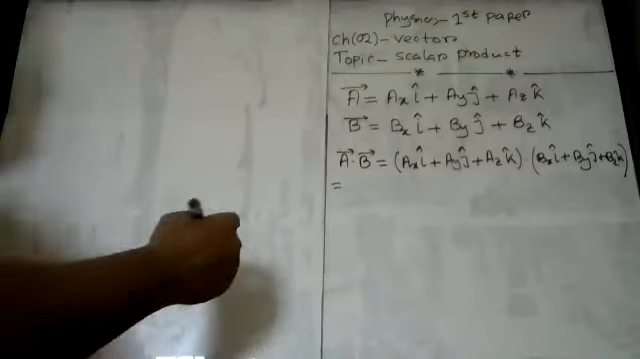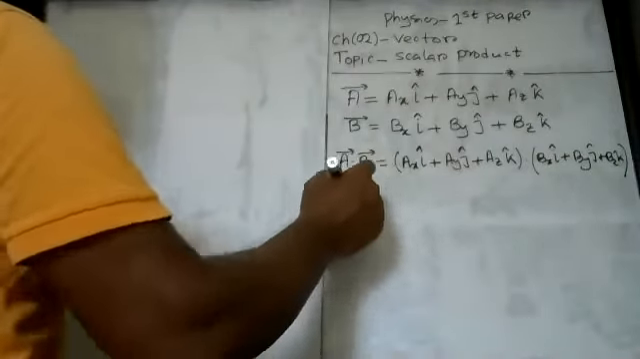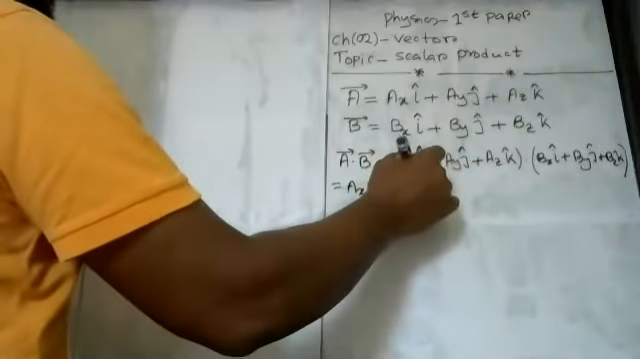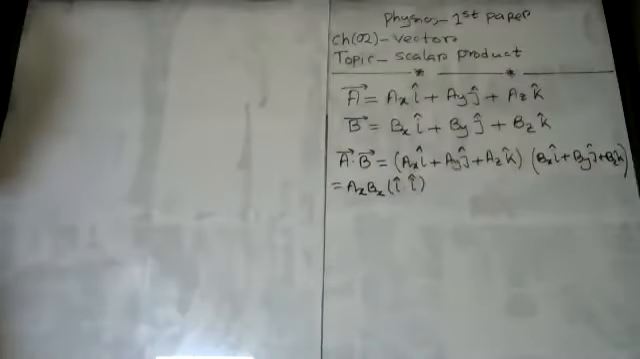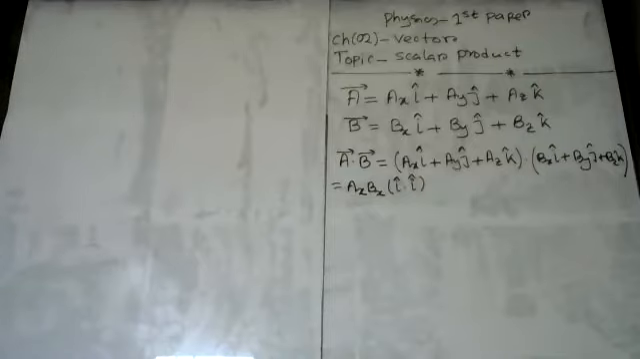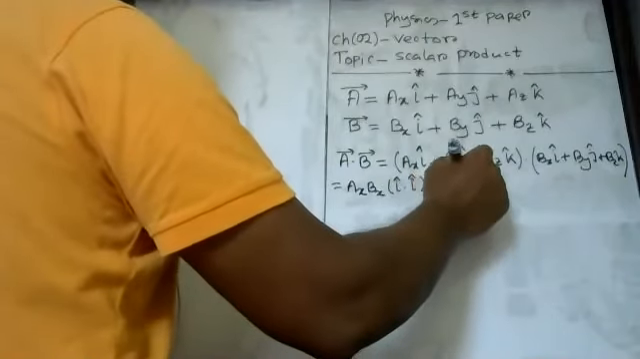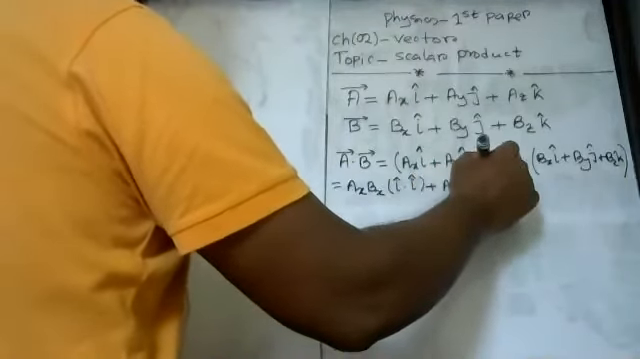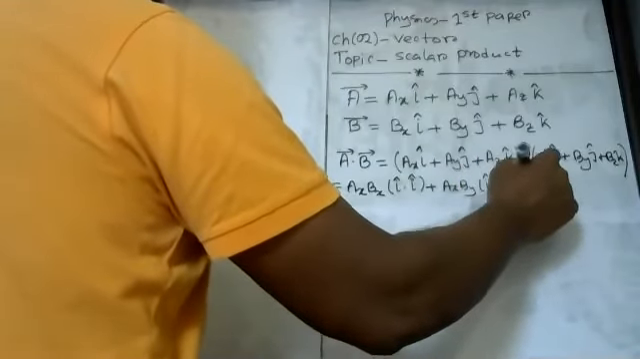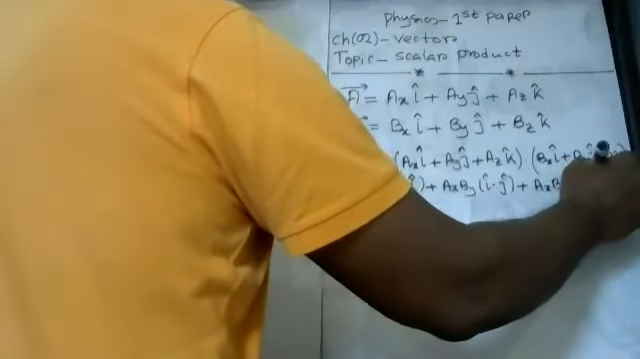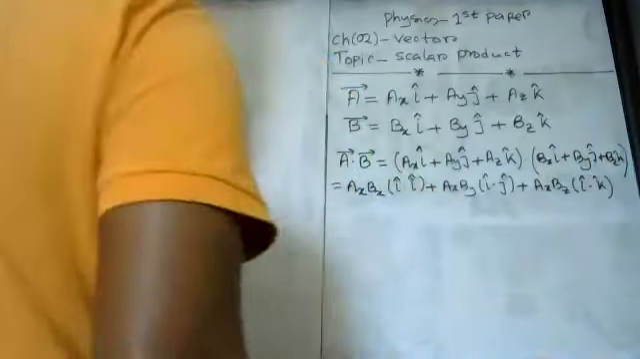Just like this pattern. Suppose ax multiplied with bx, my dear student. So this is i hat dot i hat. Scalar quantities multiply with scalar quantities, and vector quantities multiply with vector quantities. Then plus ax by, which will be i hat dot j hat. Plus with that, ax bz, so i hat dot k hat.